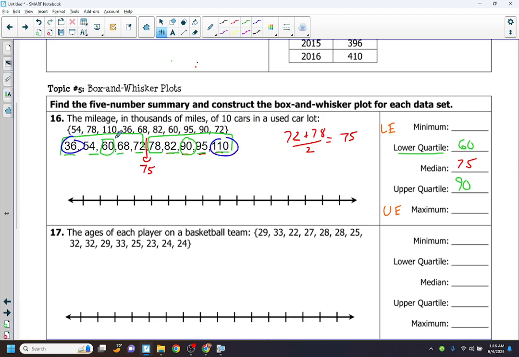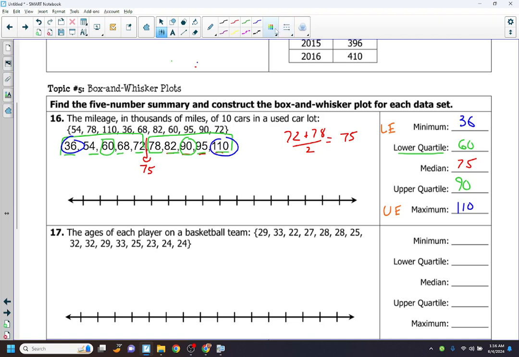All right, and the maximum and the minimum, or the lower extreme and the upper extreme, or just the biggest and smallest number. This is 36, this is 110. So 36 is going to be over here. That's the smallest number I possibly have. And the maximum, or the upper extreme, is 110.